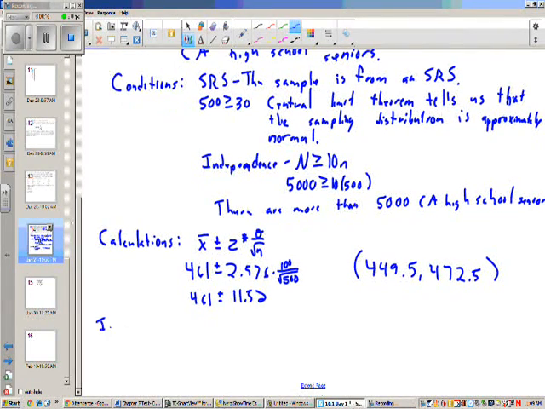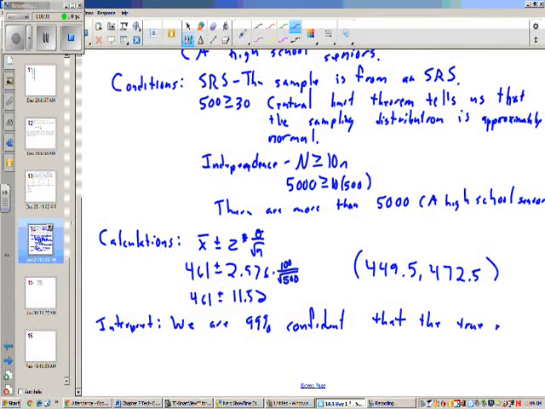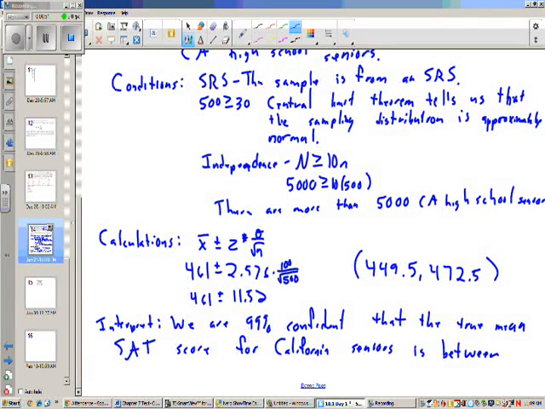Now our interpretation. We are 99% confident that the true mean SAT score for California seniors is between 449.5 and 472.5.